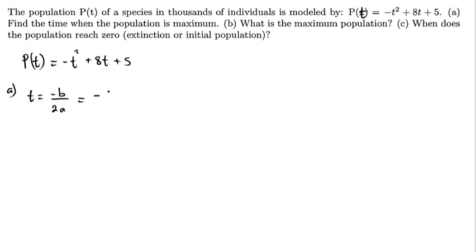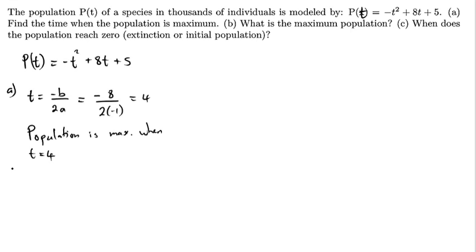So negative 8 divided by 2 times negative 1. So we get 4. So the population is maximum when t is equal to 4. Now we've not been given the units of time, so we'll just leave it as it is.